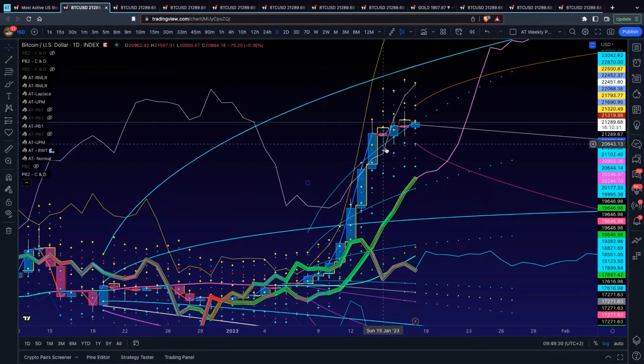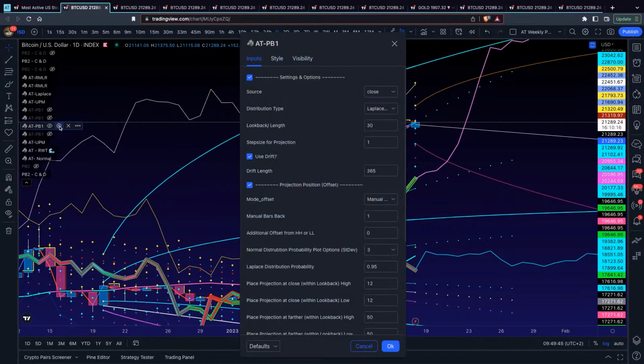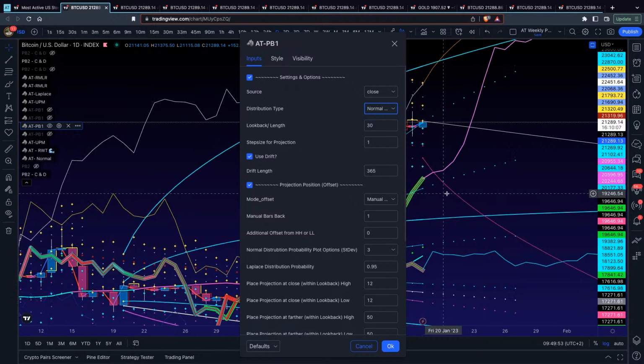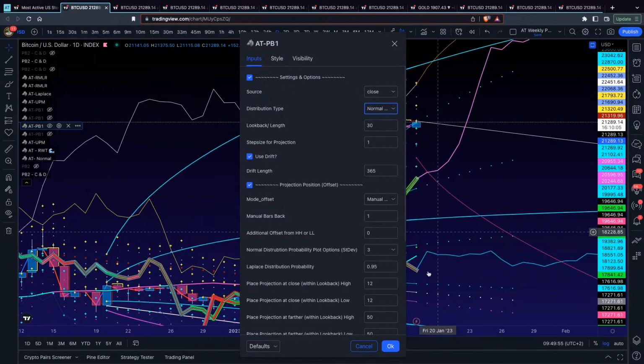And here you have a projection boss looking forward. This is a PB1 indicator, and from the current candle, it's looking forward again with the drift on, and it's looking a little bit down at the moment. And this one is on Laplace distribution. If I were to change it to normal distribution, you would see it would expand a bit, because obviously Laplace is a tighter distribution model. There's the normal band. If I do that, you can see it's wider.